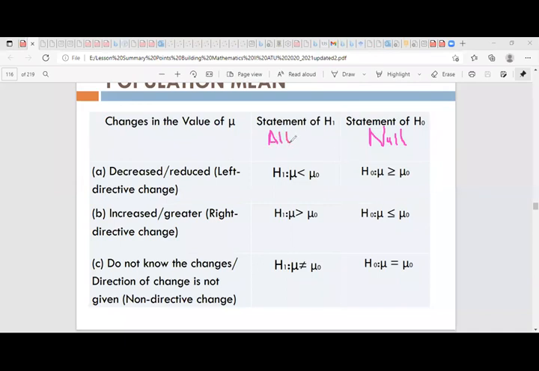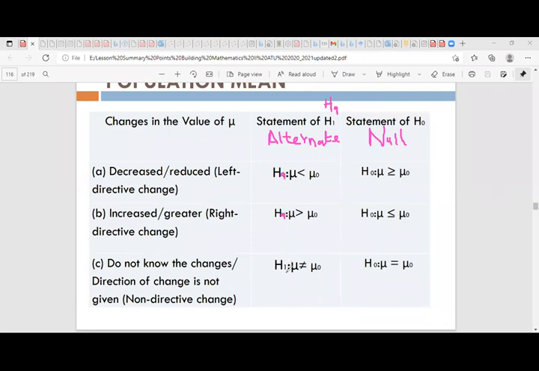So write alternate. These are all alternate. Sometimes instead of writing HA, it might be written as what? H1. So you take note of that. Instead of writing HA, we might write H1. But the standard notation is to use what? HA, the alternate hypothesis.